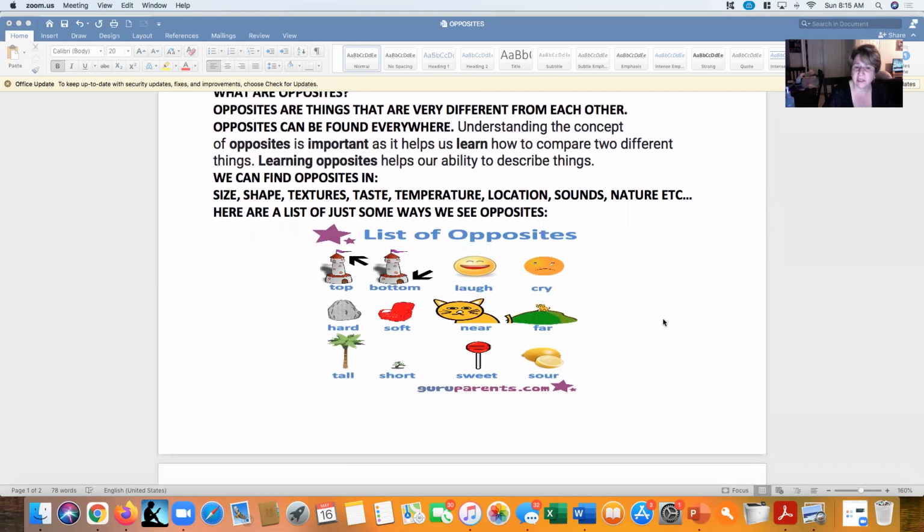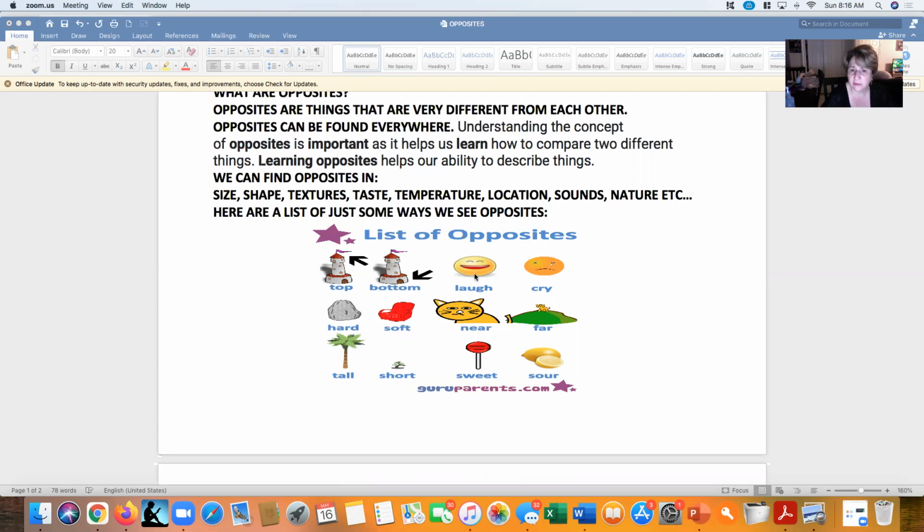Here are some ways that we see opposites. Let's look at these lists that I have here. Here we have two lighthouses. Now they're not opposite because they're the same thing, right? But look at where the arrow is pointing. The arrow on this first one is pointing to the top of the lighthouse. And the arrow on this one is pointing to the bottom of the lighthouse. So top and bottom are opposites.